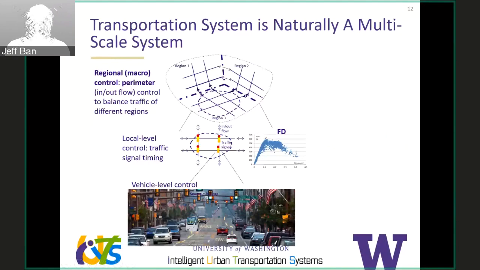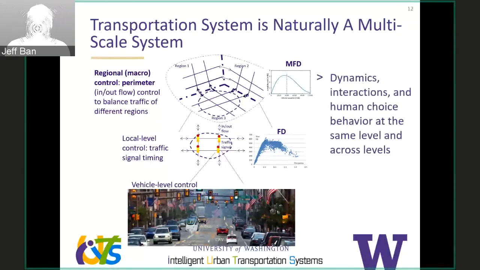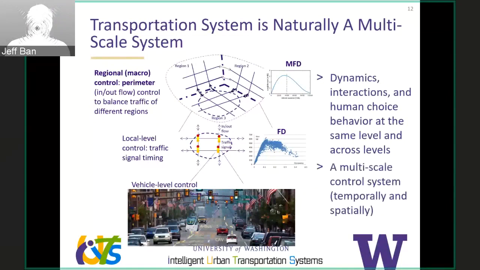So if you look at the regional sub-region of your flow, you can describe that using MFD, which I'm hopefully going to give you a little bit more on. But for these multi-scale systems, you have to look at the dynamics and interactions within each level and also between different levels, right? It's not an easy problem. Essentially you can divide the entire transportation system's control as this multi-scale control.